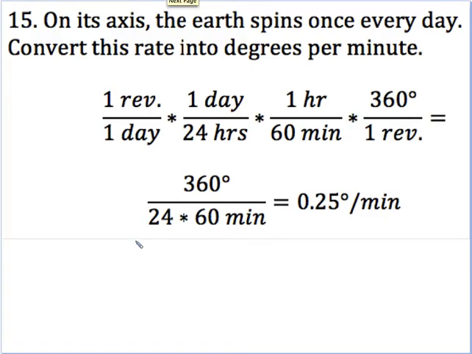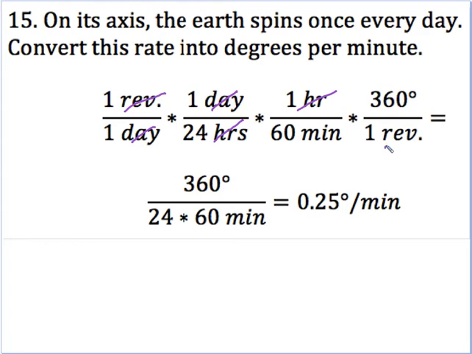Last one. On its axis, the Earth spins once every day. Convert this rate into degrees per minute. So 1 revolution in 1 day. To convert days into minutes, we multiply by 1 day has 24 hours, and then multiply that by 1 hour has 60 minutes, and then to convert revolutions into degrees, in 1 revolution we have 360 degrees. Cross out all your units of measurement that you can.